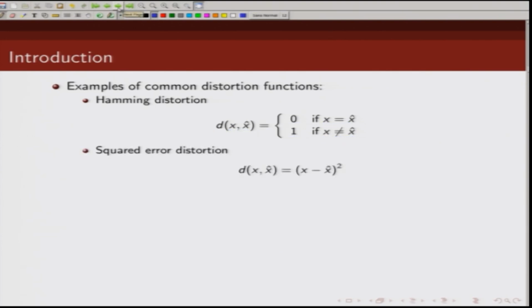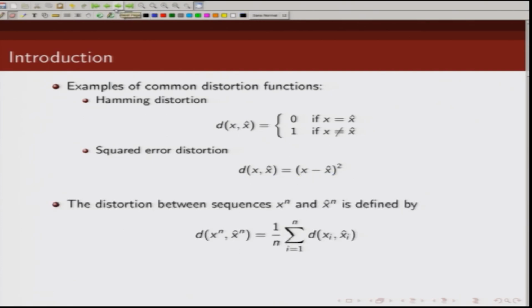Similarly, we could define squared error distortion. So, squared error distortion is basically the Euclidean distance between the source alphabet and this reproduced alphabet. So, this is our squared error distortion function.